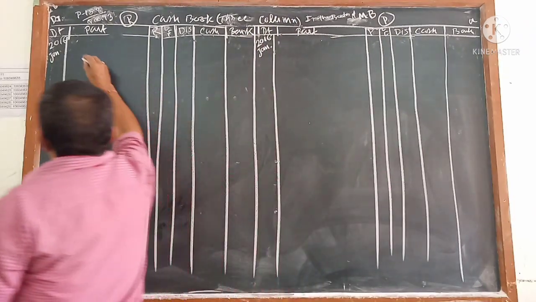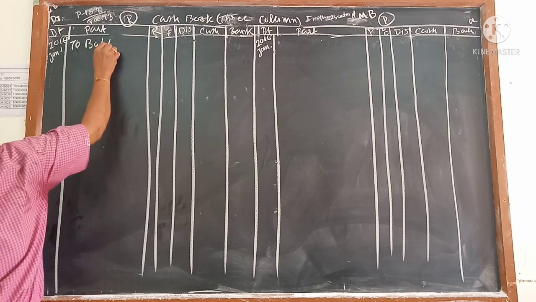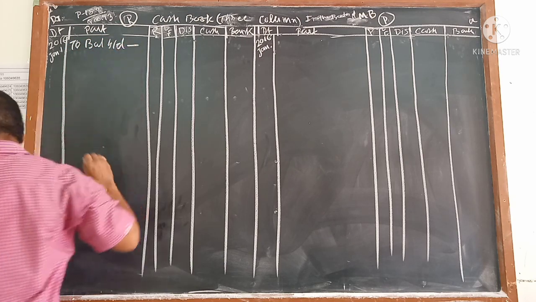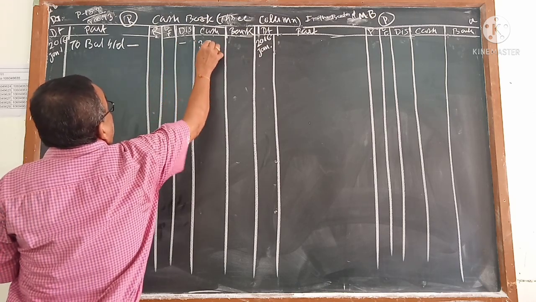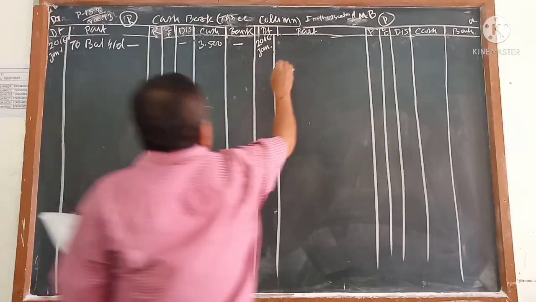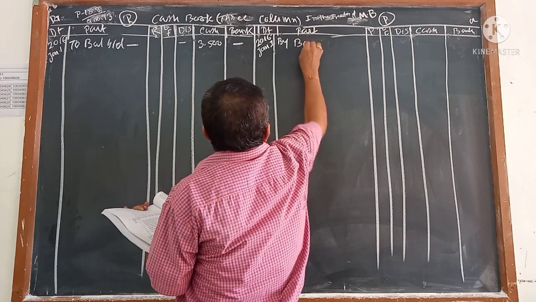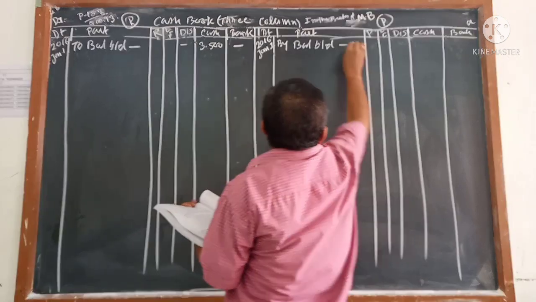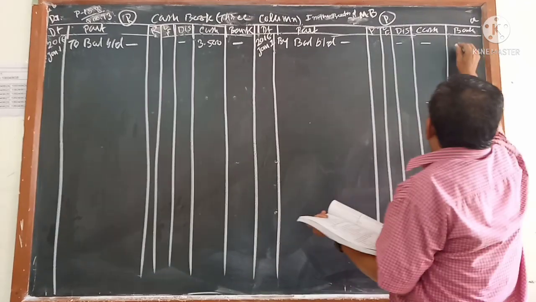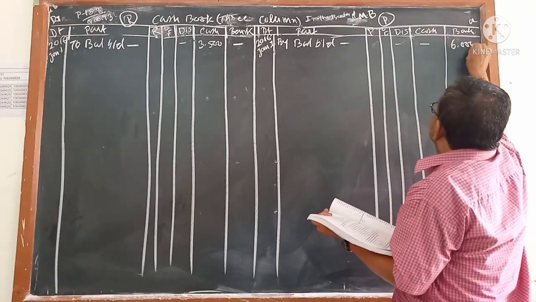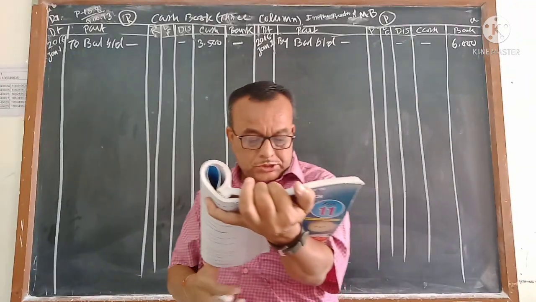So we will write here, to balance b/d. How much for cash? It is 3,500. No bank. And here you will write, as it is an overdraft, by balance b/d, discount column dash, cash column dash, and in the bank column it is 6,000. This is called the opening cash balance and this is called the opening bank balance.